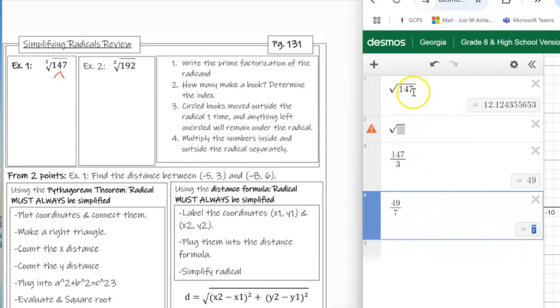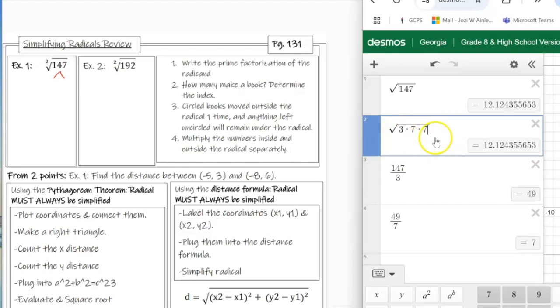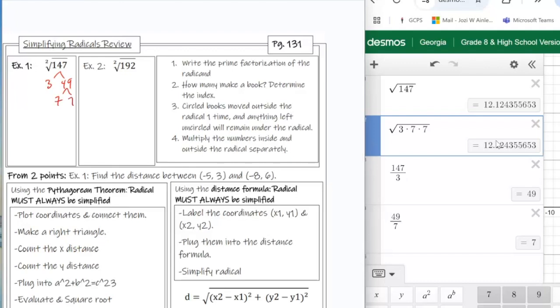So in order for me to make sure I broke down 147 correctly, I'm going to say it's 3, 7, and 7. So that's what I'm going to put: 3 times 7 times 7. And if I did that correctly, you'll see that the decimals match, which they do. So the prime factorization of 147 is 3 times 49, and 49 breaks down into 7 times 7. So these are your prime factors.